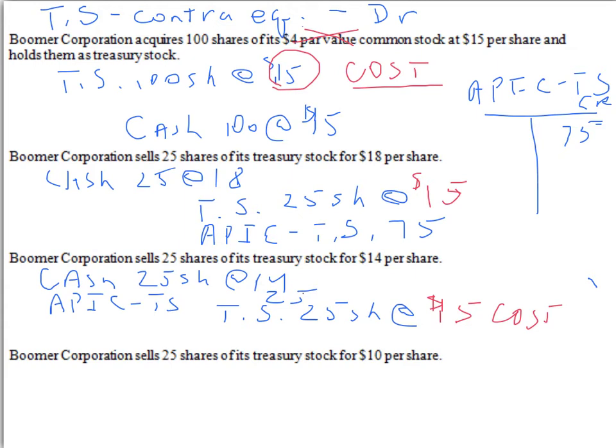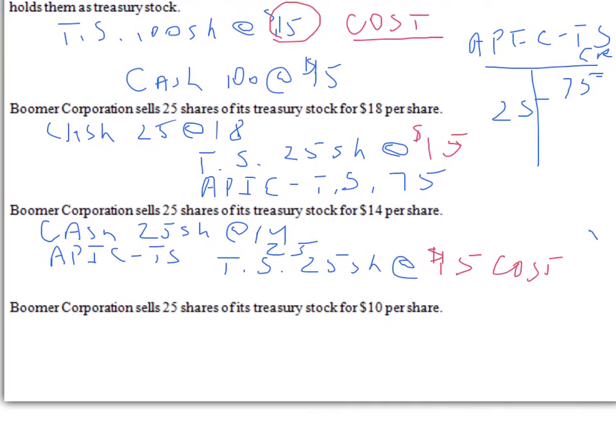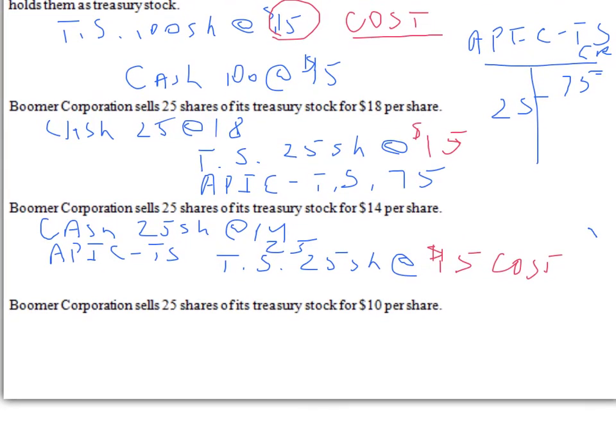So now my debits equal credits. So I'm going to go ahead and post it in the ledger. So $25. Okay, moving right along. Let's take a look at my last transaction here. Boomer Corporation sells 25 shares of its Treasury stock for $10 a share. Whoa! So we went off in 18, 14, and finally $10 a share.